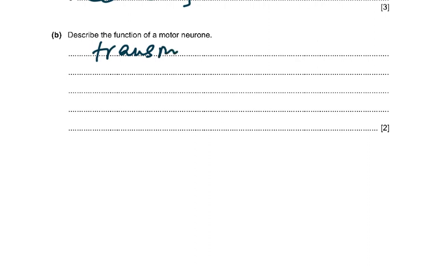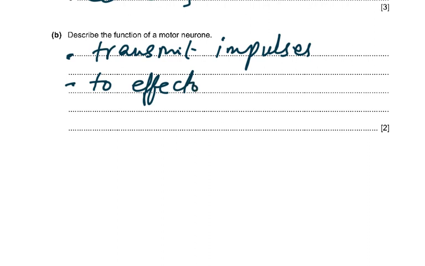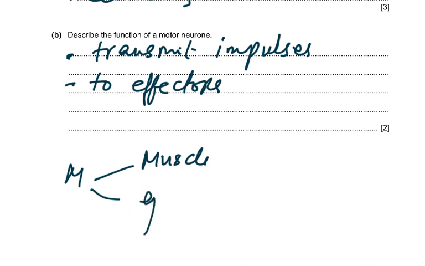So transmit impulses. You can't say messages. It says transmit impulses. These are electrical impulses, or you can say action potentials. To where? Motor neuron carries it to effectors. I always say, okay, easy to remember: M, motor, M to muscle, or glands.